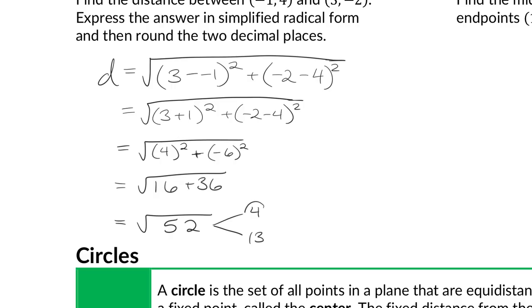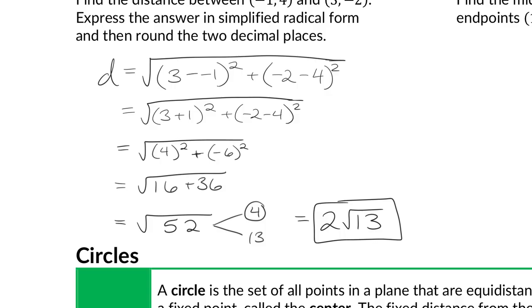Since it's divisible by a perfect square, we can take that perfect square root out of the square root, and we would have, in simplified radical form, square root of 52 is 2 times the square root of 13. Where did the 2 come from? The 4. Yeah, what is the square root of 4? 2. That's what gets to come out. That is simplified radical form.